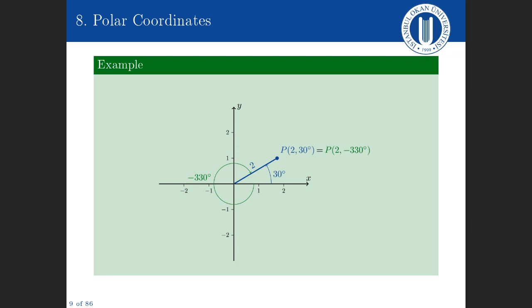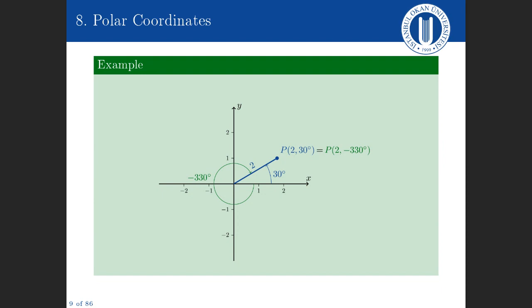Now, polar coordinates are not unique. Let's suppose I want to find the polar coordinates of the point P here. The distance from the point P to the origin is 2, and this angle is 30 degrees. So this point P has polar coordinates 2, 30 degrees.